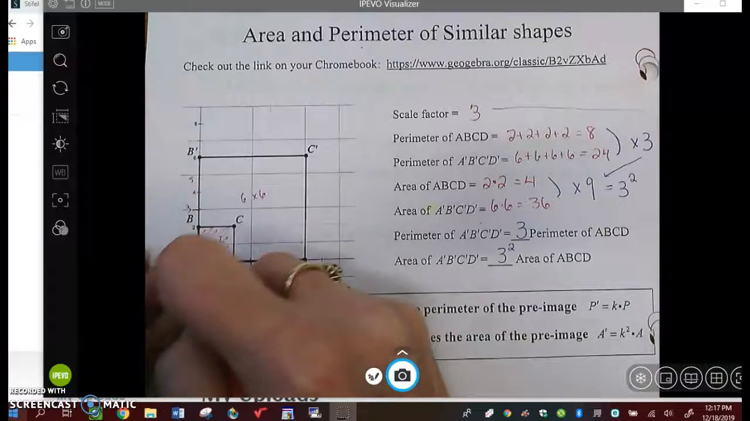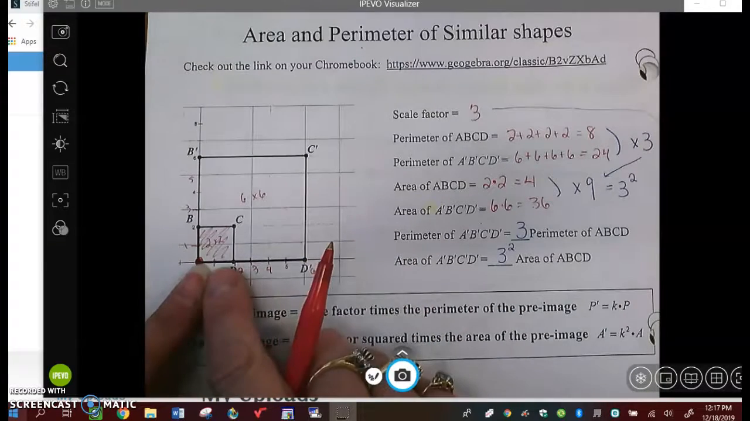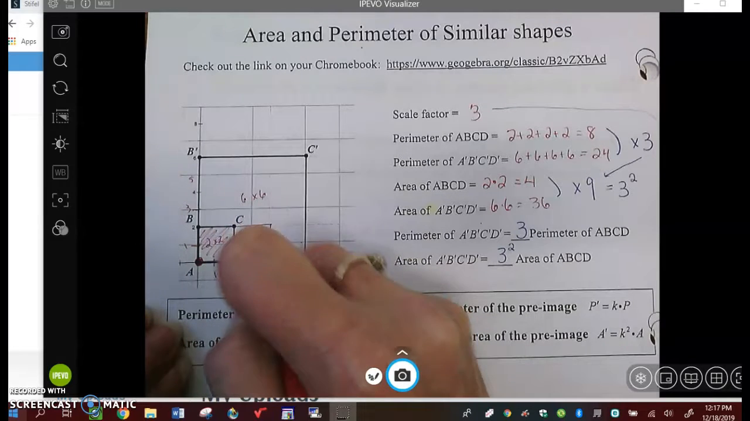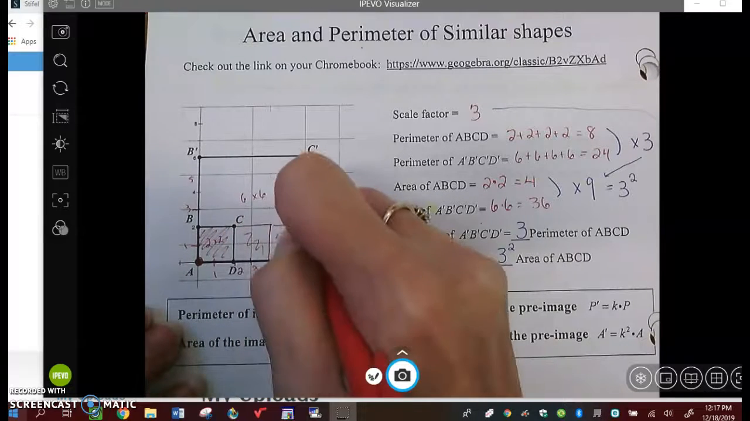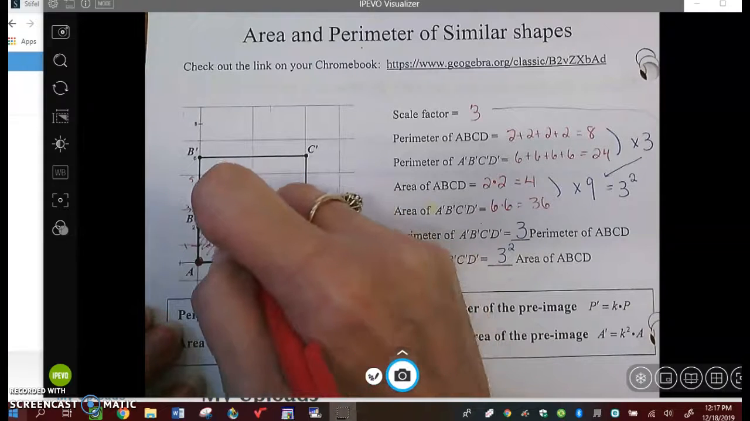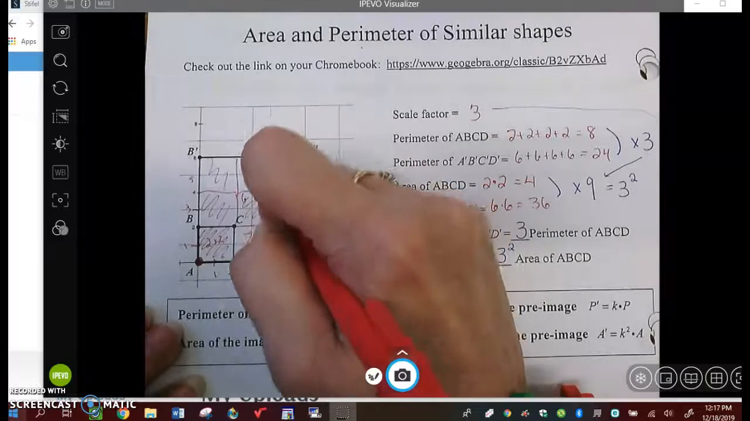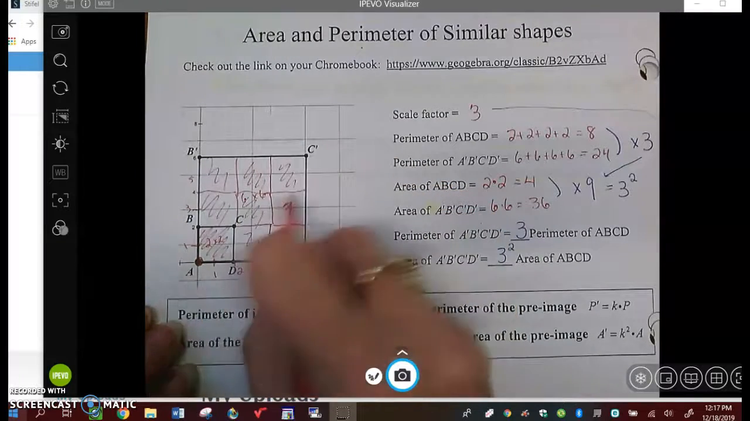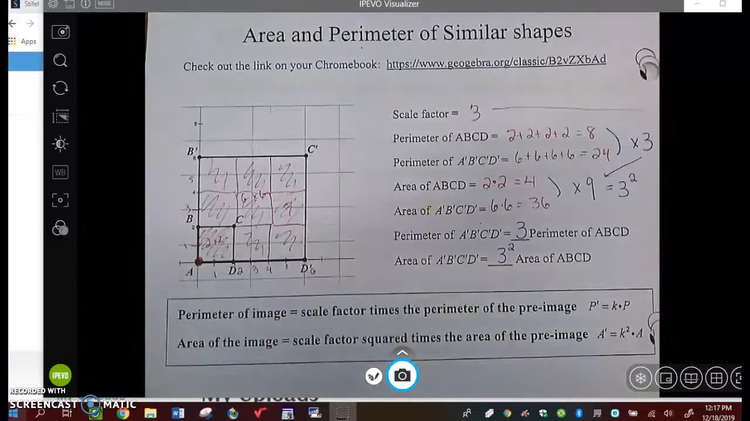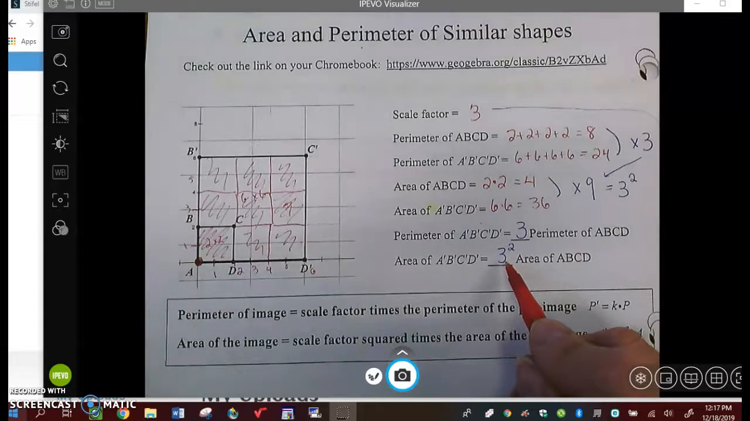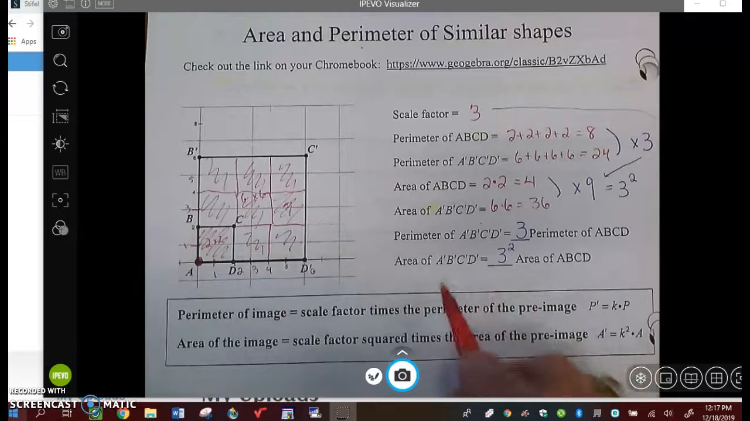Area refers to the amount of square units inside a shape. So here's 1 square unit. Here's another. Here's another. Here's a 4th one. A 5th one, 6, 7, 8, 9. It takes 9 squares to fill the image. Area units are always squared, so if you have the area of your pre-image, you have to multiply it by the scale factor squared to get the area of your image.